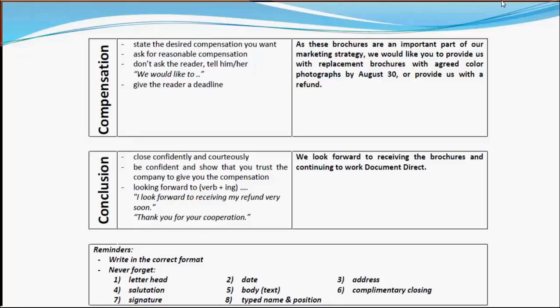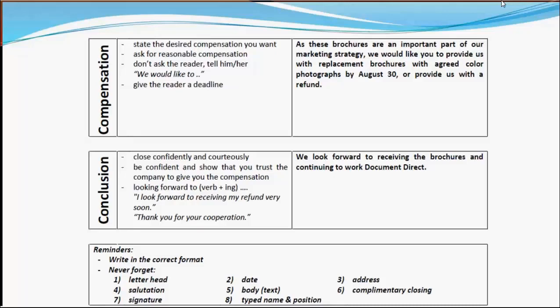Now, the conclusion. We look forward to receiving the brochures and continuing to work with Document Direct. That's the name of the company, okay? Or with your company, whatever the name of that company is. So now you are giving him good news also, that you want to continue to work with the company. It's not like, okay, this is the last time you will deal with the company. No, you look forward to continuing with the company. So you are giving him that they did not lose you. You're going to be their customer still.